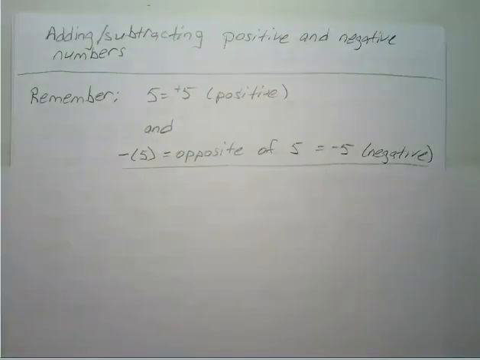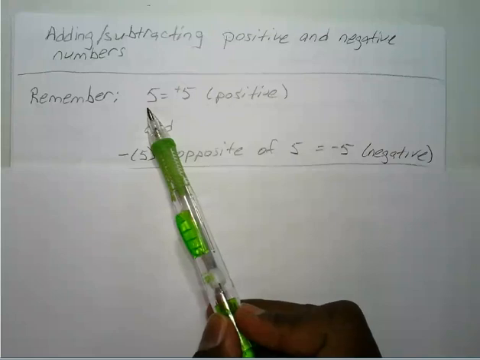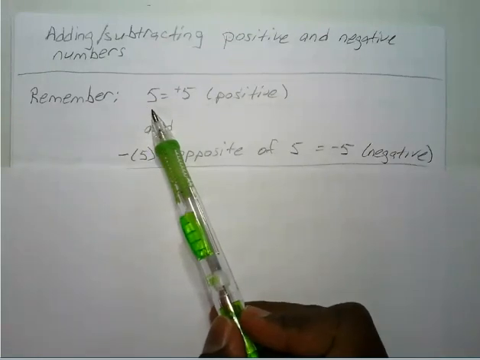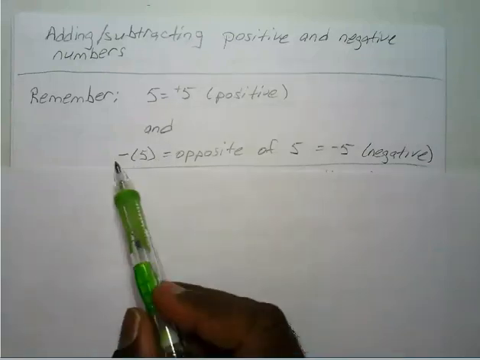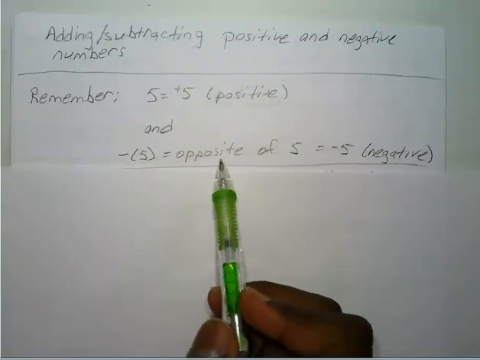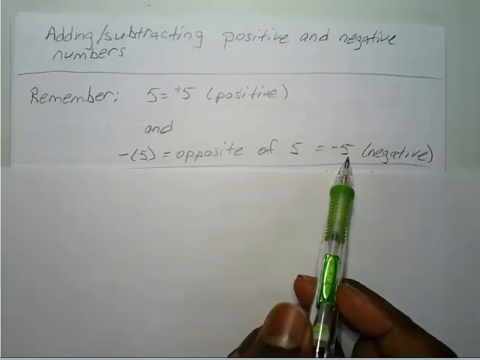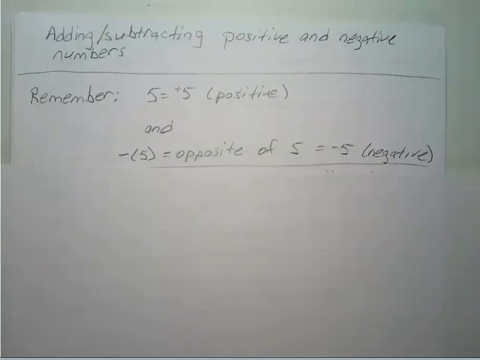Hello everyone. In this video we will be looking at how to add and subtract positive and negative numbers. Now if you remember, a positive 5 is really just the 5, the numbers that we're used to seeing. And if you have the negative sign in front of the 5, that's called the opposite of 5, which is negative 5. That's just a reminder of what was on the previous video.